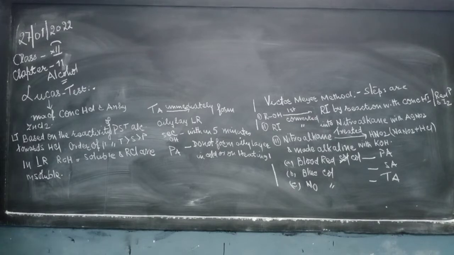Lucas test is based on the reactivity of primary, secondary and tertiary alcohols towards HCl. The order of reactivity is tertiary, secondary and primary. I repeat, Lucas test is based on the reactivity of primary, secondary and tertiary alcohols towards HCl. The order of the reactivity is tertiary, secondary and primary.